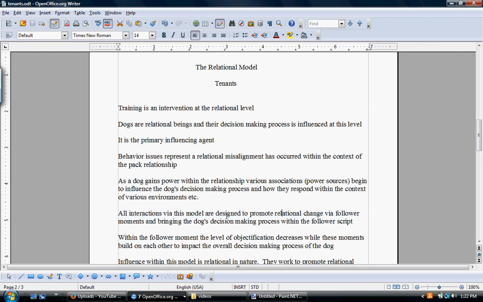So when I say all interactions via this model, what I'm saying is because training is an intervention right out of the starting gate, how I approach training, I focus right away on treating it as an intervention. Therefore, the type of interactions that take place within this model are designed to promote and create relational change through what I define as follower moments.